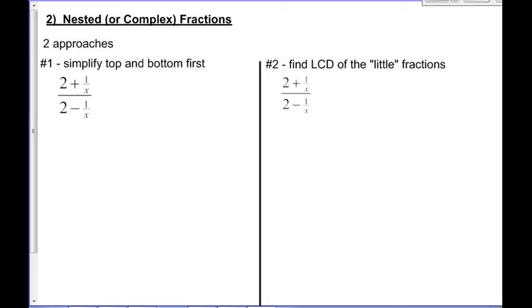So to begin with, we'll look at these complex fractions, or I like to call them nested fractions. There are two approaches. One is to simplify the top and the bottom first. So you'd say, okay, I need a common denominator of x on the top, so I'm going to have to multiply this by x over x. Same thing for the bottom. That's going to be x over x. Okay, so in my next step, I will have 2x over x plus 1 over x divided by 2x over x minus 1 over x.